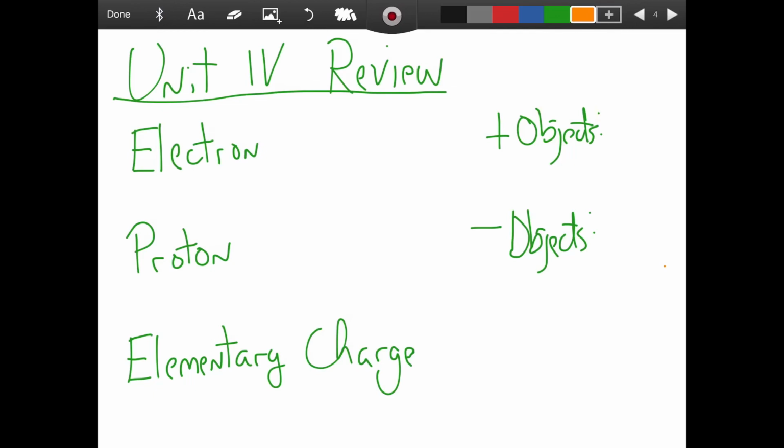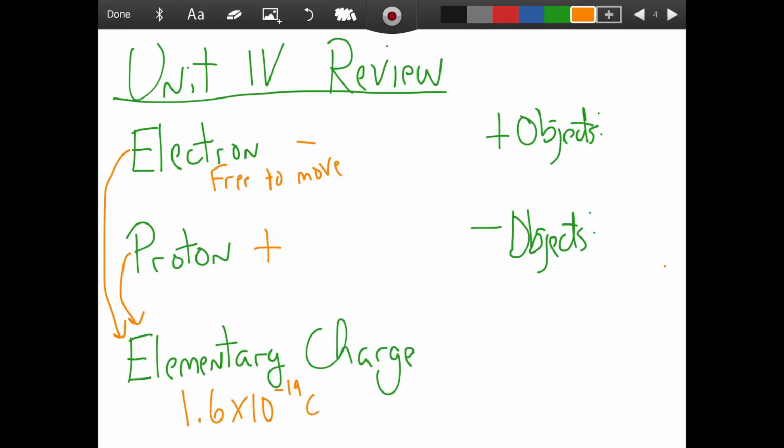So, just quick review. Electrons always have negative charge, protons always have positive charge, and electrons are the things that are free to move, which is very important. These are related because they have the same charge, opposite sign, which is known as an elementary charge. One elementary charge is 1.6 times 10 to the negative 19 coulombs, which is a very important number for us moving forward. Now, positive objects do not gain protons or lose protons because remember, protons are fixed. They cannot move. So positive objects are going to lose electrons, and negative objects are going to gain electrons.